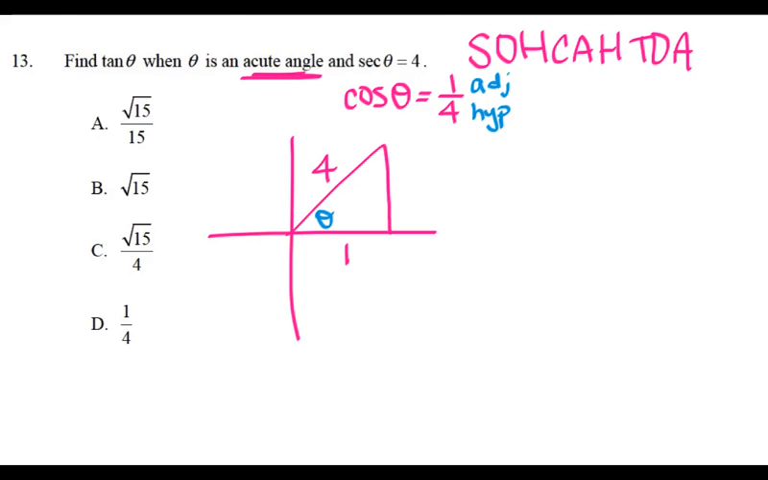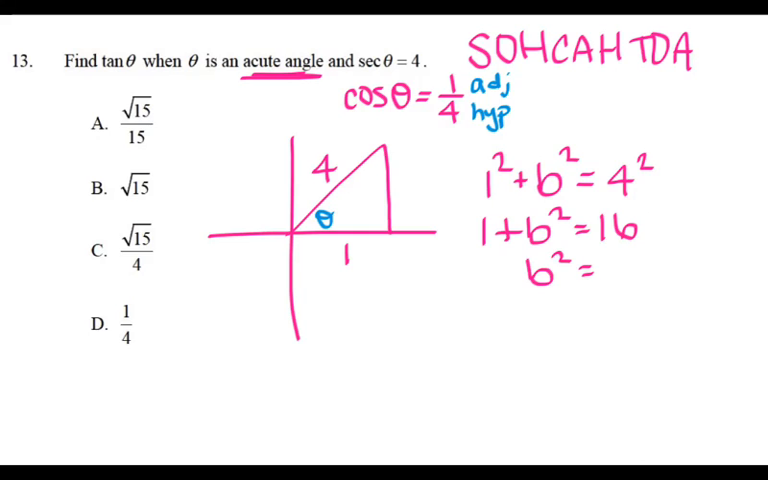We can still use the Pythagorean theorem to find the other side, so I have 1 squared plus b squared equals 4 squared. So 1 plus b squared equals 16. So b squared equals 15. So b is the square root of 15.